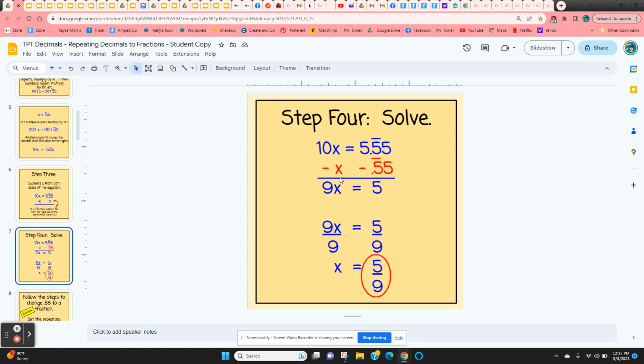So on the left, we subtract 1x, we get 9x. On the right, we subtract that 0.55 repeating, and we end up with a whole number 5. Now we can solve this algebraically, and we get an answer of 5/9.